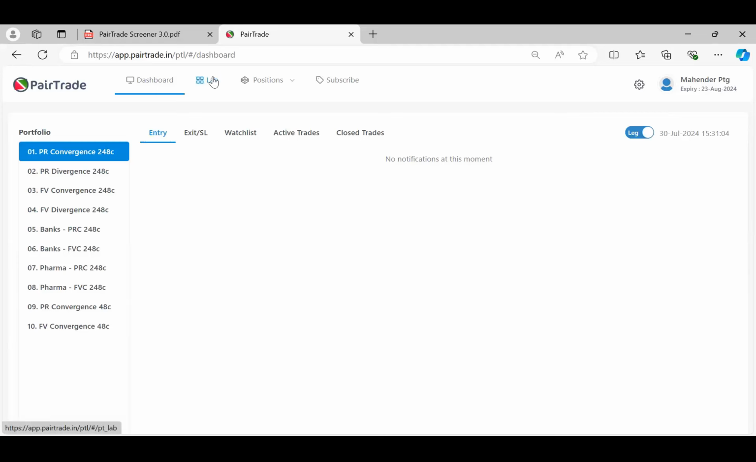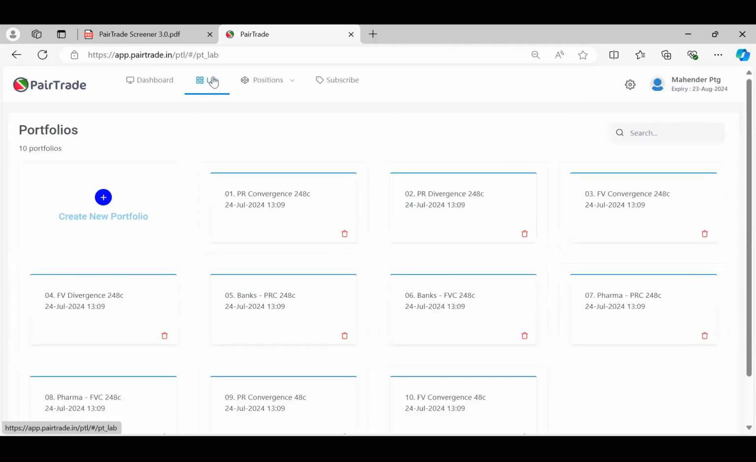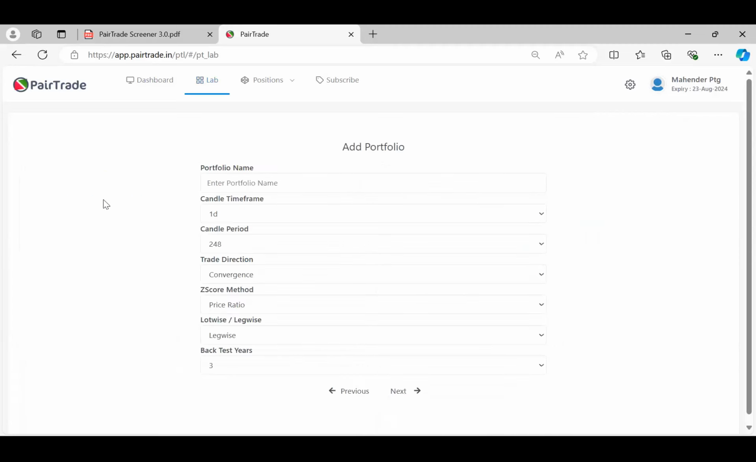First, let's look at the lab section. So lab is a lab where you can do all kinds of experimentation. These are the existing portfolios that were created. What we do is we will start with creating a new one. Okay, so for better understanding and easy explanation, we will start with a new portfolio. So I'll give a portfolio name, I will say financials.